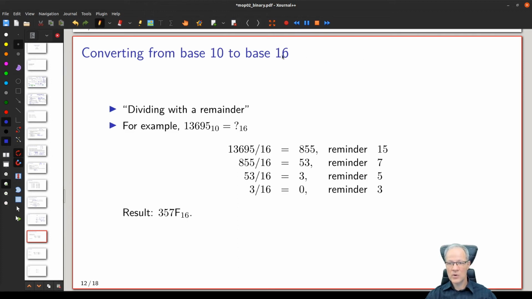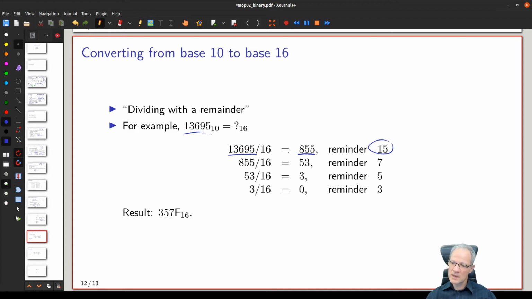Now, what if we want to go the other direction from base 10 to base 16? Well, then the trick is to use a division and keep track of the remainder, right? For example, we could try this number. We divide it with 16 the first time. The result is this one, and then the remainder is this one.